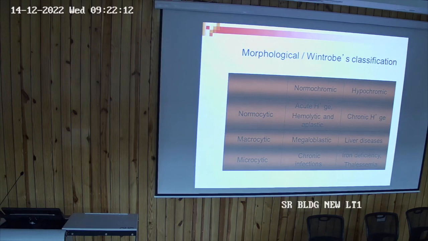So in the Wintrobe classification, what do we have to study or write? The morphological classification of anemia. To have knowledge regarding the morphology, we need the idea of the different RBC indices formulas and their ranges. On the basis of MCV, MCH, MCHC, we can identify the different scenarios in which the cell can be normocytic, macrocytic, microcytic, hypochromic or normochromic. Clear?